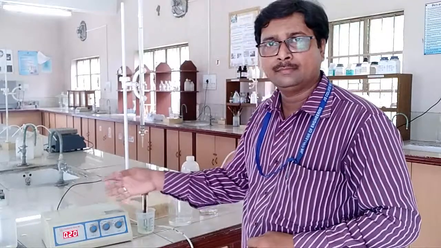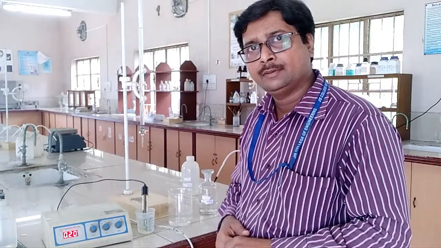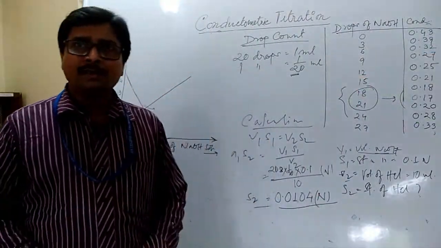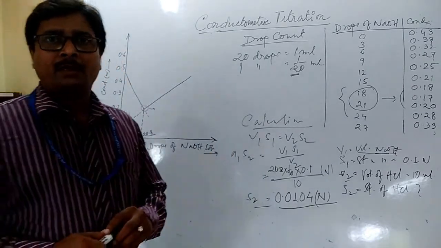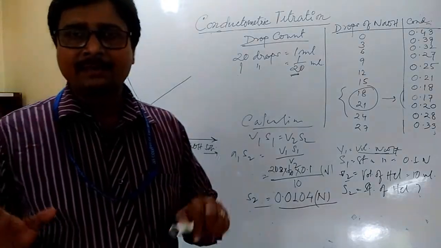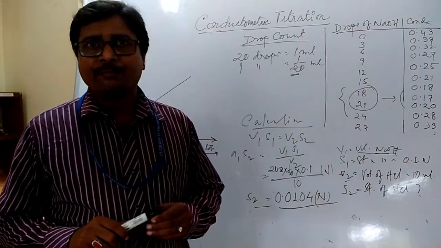I think all of you understood that, and now you understand how to operate the digital conductivity meter. Now the next part, we explain the graph and resultant calculation. This is the last step of the conductometric titration. In this step, I am going to discuss the result and calculation, and also explain the graph.